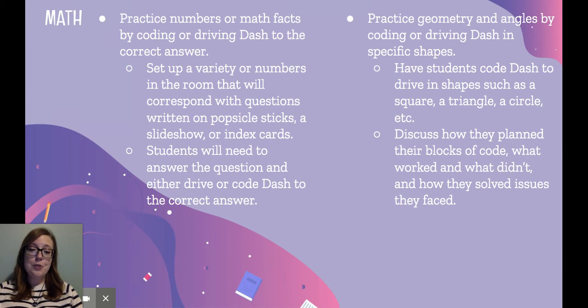Another fun thing you could do with the pen attachment or without it is to practice geometry by having Dash either coded or driven into the shapes that you're working on. So you could do squares, triangles, circles, whatever you want, and Dash can either be coded or, again, driven to make that shape. This would be one where you're going to build resilience. And so it would be really good to have a conversation with them afterwards. What didn't work? What did work? How did you problem solve this?